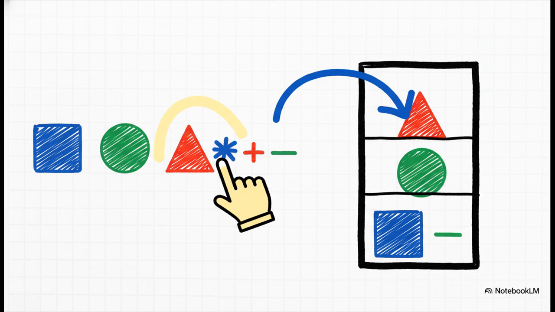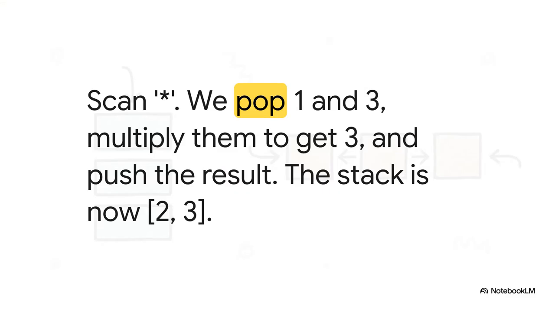We see a 2, we push it. We see a 3, push it. We see a 1, push it. Right now our stack has 3 numbers, with 1 sitting on top. Okay, next up is the multiplication symbol. So, what do we do? We pop the last two numbers off the stack, which are 1 and 3. We multiply them. 1 times 3 is 3, and we push that result, 3, back onto the stack. Now our stack just has a 2 and a 3.